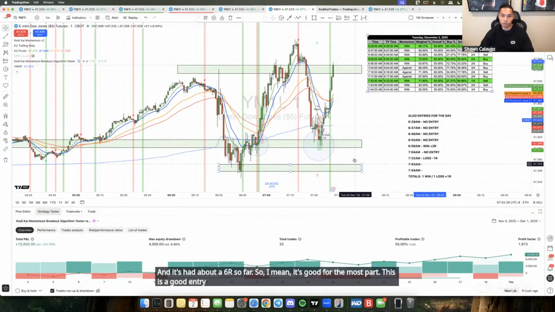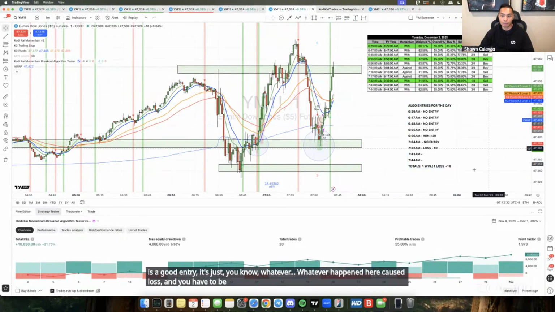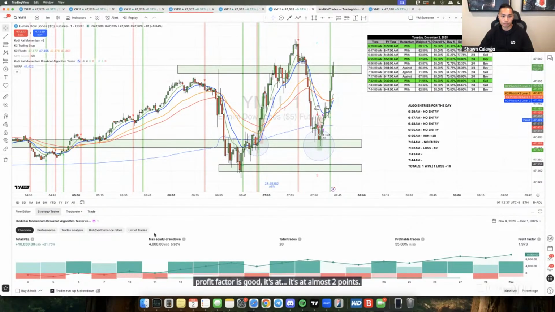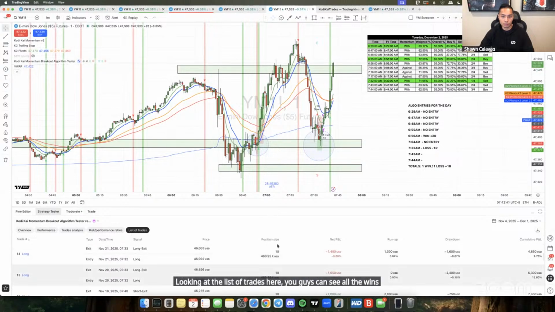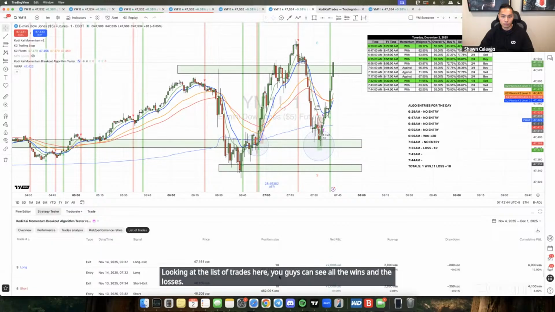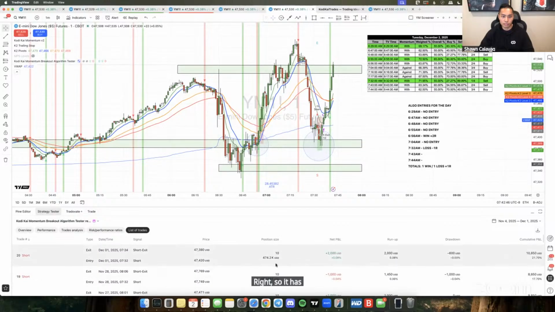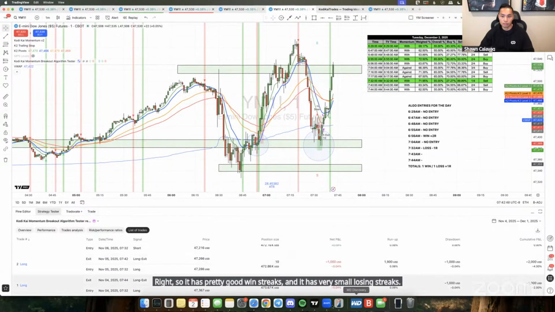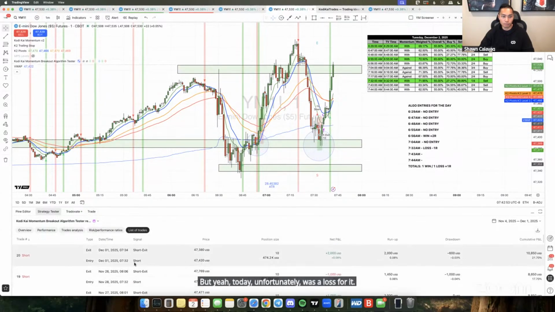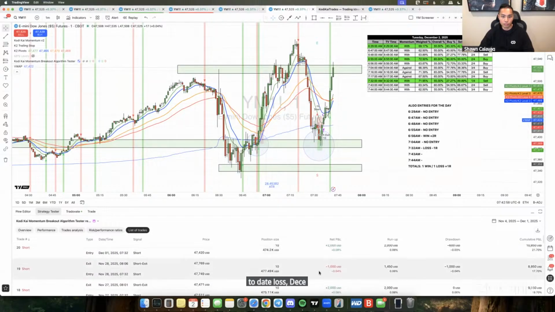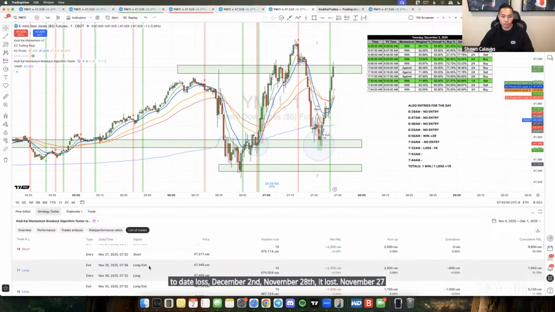It's just, whatever happened here caused a loss. And you have to be able to accept that, right? Profit factor is good. It's at almost 2 points. Looking at the list of trades here, you guys can see all the wins and the losses, right? So it has pretty good win streaks and it has very small losing streaks. But yeah, today unfortunately was a loss for it. It won yesterday, so on December 1st it won. Today it lost December 2nd. November 28th it lost. November 27th it won. It won on the 26th.